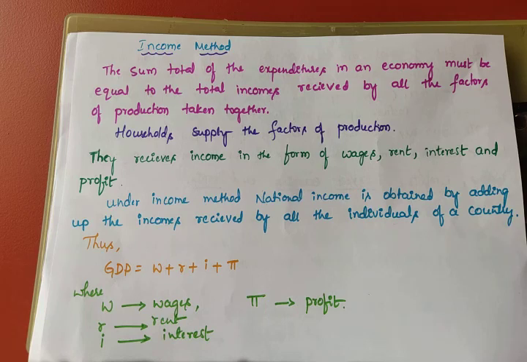So by adding up these four rewards only, we can get national income under this method, that is called income method. Don't forget, here expenditure should be equal to income received by all the factors of production. Okay, thank you.